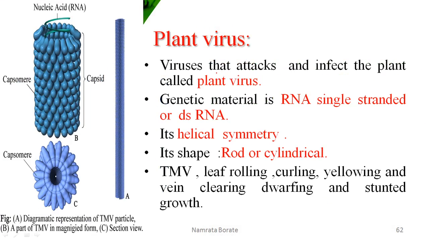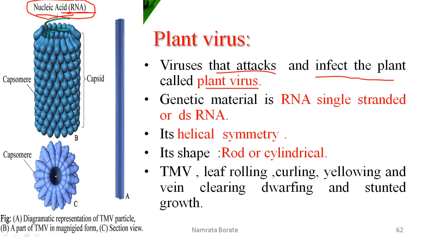The virus that attacks and infects the plant is called a plant virus. The genetic material present in the plant virus is single-stranded RNA, or it may be double-stranded RNA. Means there is an absence of DNA. It shows helical symmetry, and its shape is somewhat round, rod-shaped, or cylindrical.